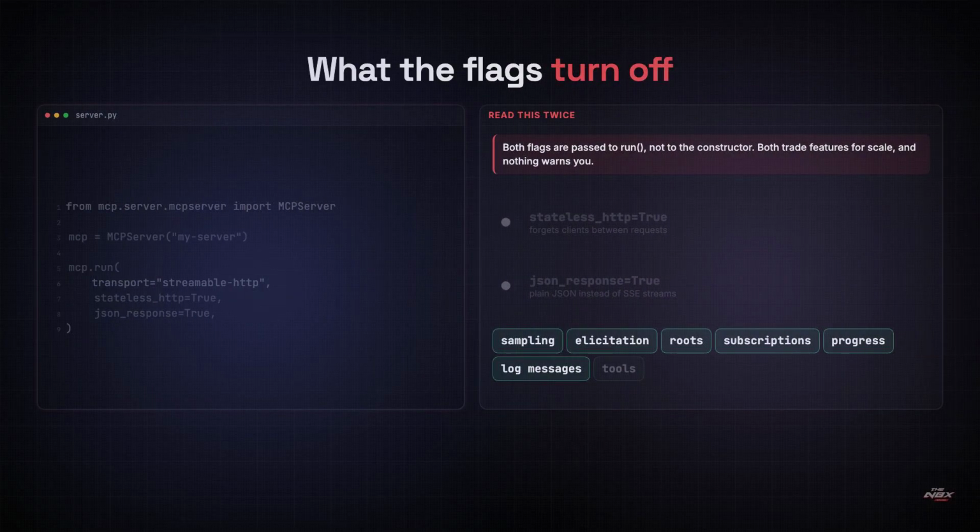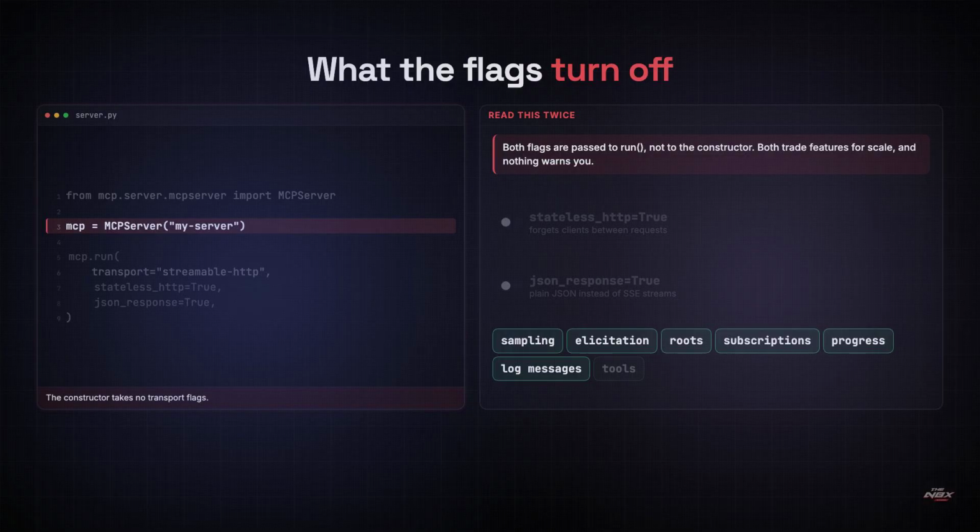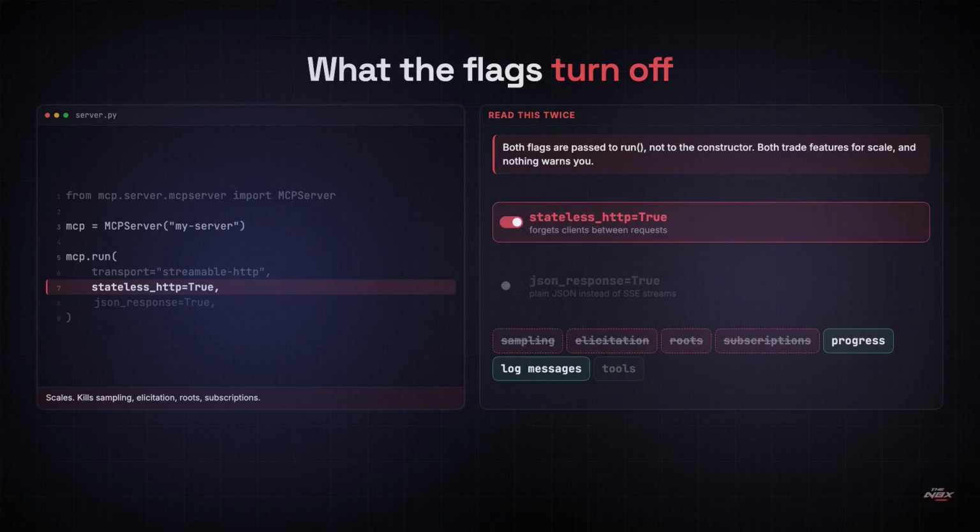Now the trap, and it's worth reading twice. First, where these flags actually live, because this catches anyone who learned MCP a year ago. They are not constructor arguments. You pass them to run, alongside the transport, and the server object itself knows nothing about them. Stateless HTTP true means the server forgets each client between requests, which is exactly what you want behind a load balancer, because any instance can then answer any request.